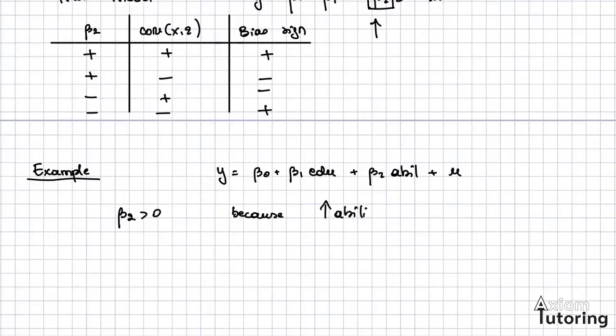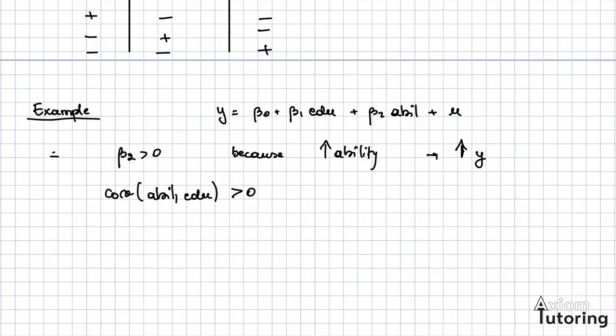Higher ability would mean higher income, okay? Now, what about education and ability? Are they positively or negatively correlated? Well, the covariance between ability and education, we'd expect to be positive because the higher the ability, the higher the education that you can pursue later on. So that means that overall, since both are positive, the bias is positive.